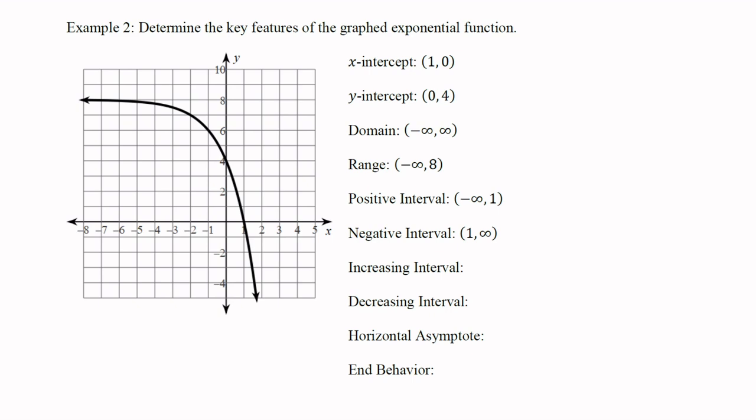Our increasing interval is none because it is decreasing the whole time. So we have negative infinity to positive infinity for our decreasing interval. Our horizontal asymptote, we are approaching y equals 8. And our end behavior, as x goes to infinity, f of x goes to negative infinity because we're pointed downward. As x goes to negative infinity, f of x approaches the asymptote, which is 8.